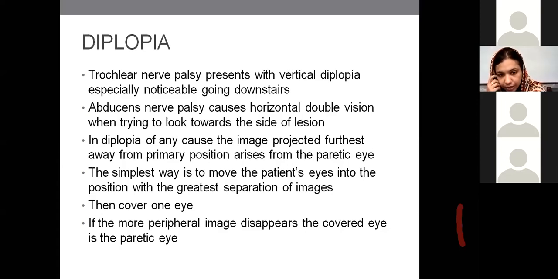So, इसमें क्या होता है कि diplopia के अंदर दो images produce होते हैं. Diplopia is a double vision, right? दो images जो produce होते हैं, इसमें एक medial image होता है, एक lateral image होता है. The image which is farthest is produced from the paretic eye, right? The simplest way is to move the patient's eye into the position with the greatest separation of images. Then cover one eye. If the more peripheral image disappears, the covered eye is the paretic eye, right?